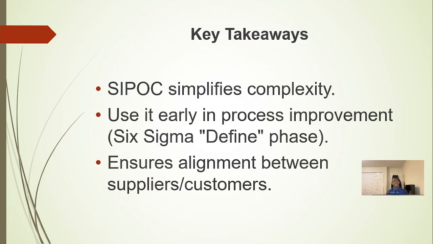So key takeaways here: SIPOC simplifies complexity. Use it early in process improvement, in Six Sigma's define phase, to avoid scope creep. SIPOC also aligns suppliers and customers for smoother processes. Now go map a process with SIPOC. If you have a product to sell or service to offer, you can use SIPOC to make it clear and accurate.